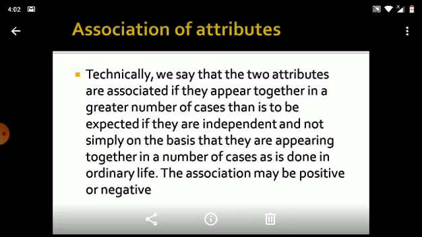Association doesn't mean appearing together just once or twice. It means that two attributes are said to be associated if they appear together a larger number of times, not just once or twice or thrice. It should be there for a greater number of cases.